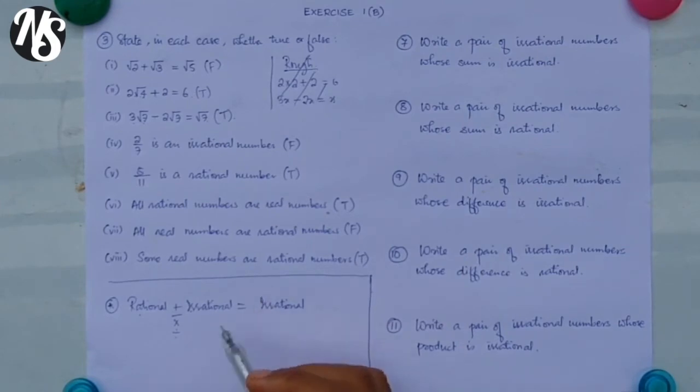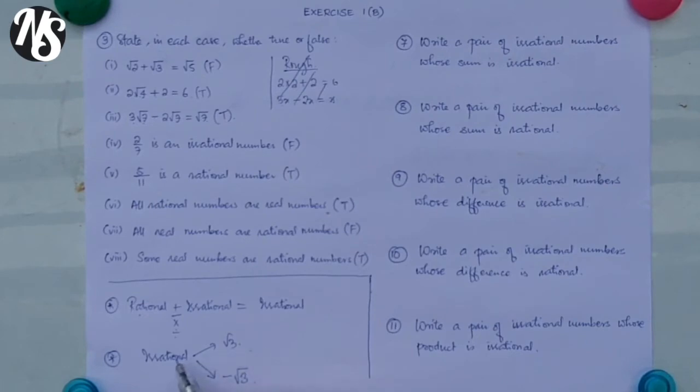And one more thing, there is an irrational number, let's say root 3. If you find its negative, it will be minus root 3. So this is the positive number, this is a negative number, and both are irrational. Both are going to be irrational.